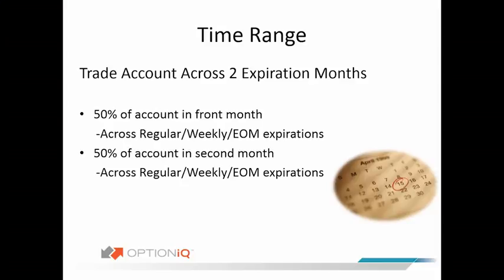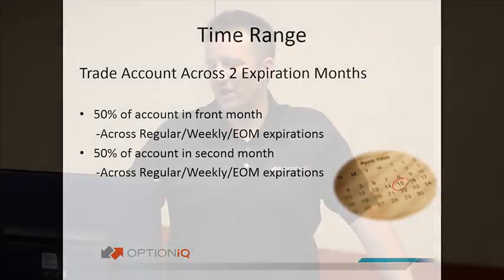So what we would like you to do is trade your account across 2 different expiration months or periods of time. We'd recommend putting 50% of your account in what's called the front month, or the first month, whatever month's going to expire next, and then putting 50% of your account in the second month. And again, you can spread that money across the different types of options, whether that's a regular expiration, a weekly expiration, or an end-of-month expiration.